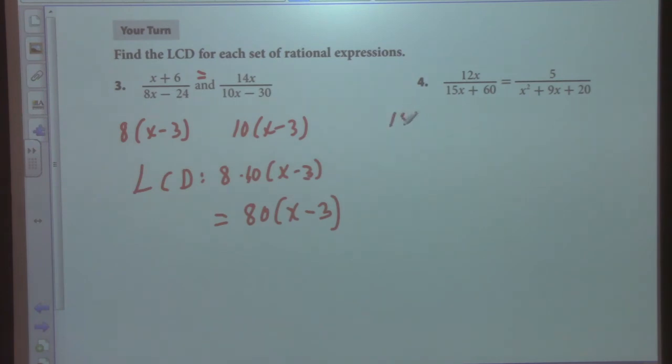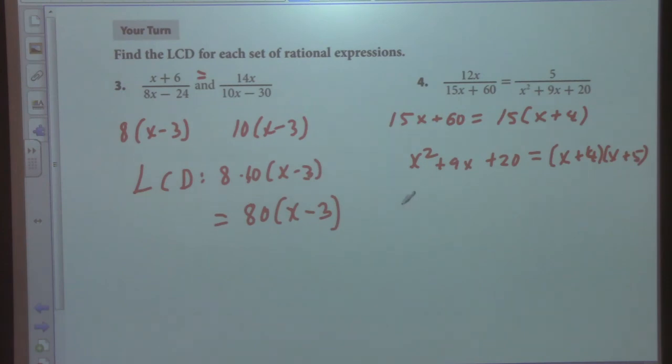So let's look at this next one here. We have 15x plus 60. What's going to be the factored form of this? 15 times x plus 4. And over here, we have x squared plus 9x plus 20. What is that going to be? X plus 4, x plus 5.